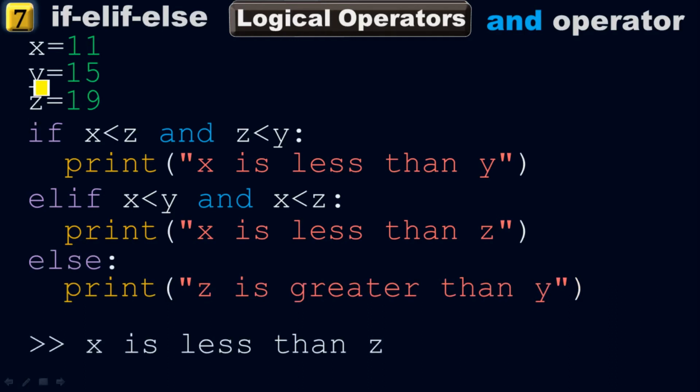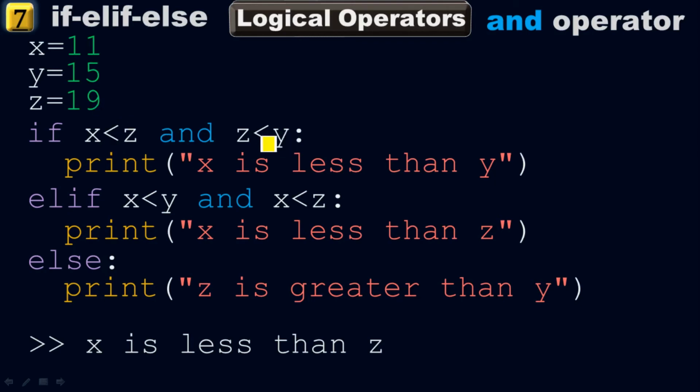Look at here. Again, we have three variables, x, y, and z. x equals 11, y equals 15, and z equals 19. Again, the program will check all the three conditions one by one. Look at the very first option, which is if x is less than z and z is less than y. Both of the statements must be true. Only then the first part will be executed. So x is less than z. What is x? x is 11 and z is 19. 11 is less than 19. Therefore, the first condition is true.